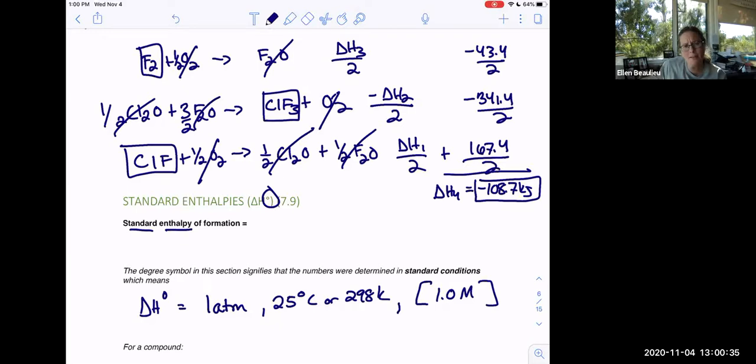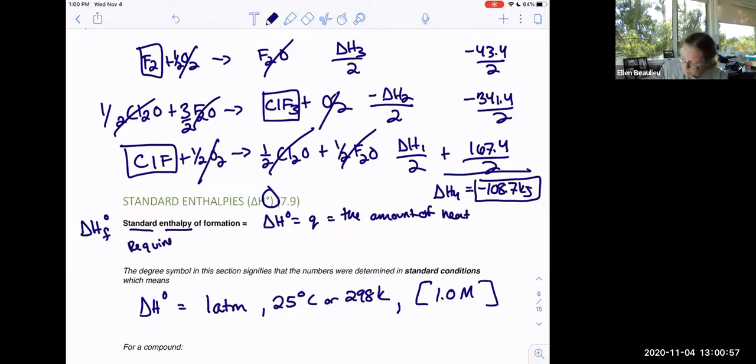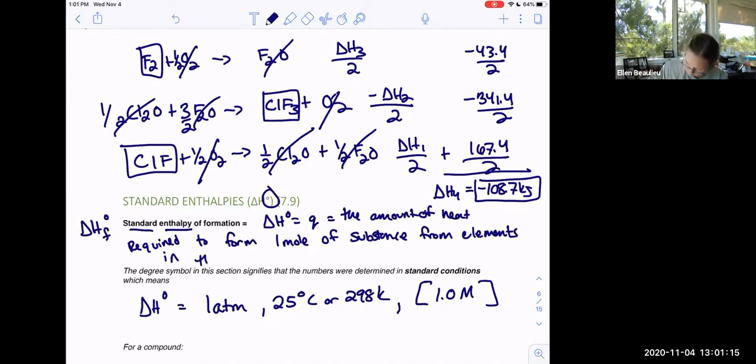The literal definition of standard enthalpy of formation, which gets the symbol delta H_f with a naught, f standing for formation, is the amount of heat required to form 1 mole of a substance from elements in their standard state at 1 atmosphere and 298 Kelvin.